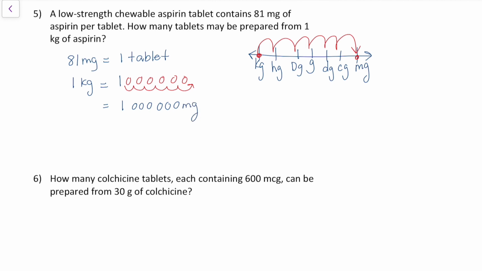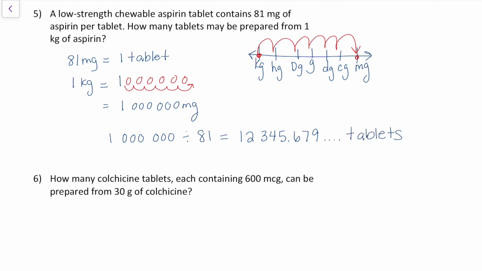To get to milligrams. So I have 1,000,000 milligrams and 81 milligrams per tablet. So now I'm going to take my milligrams and divide that by 81. And I get 12,345.679. And this would be tablets.